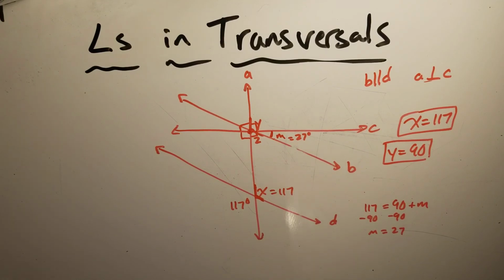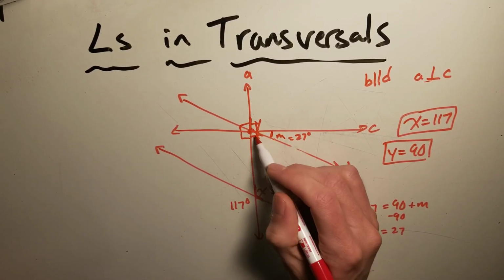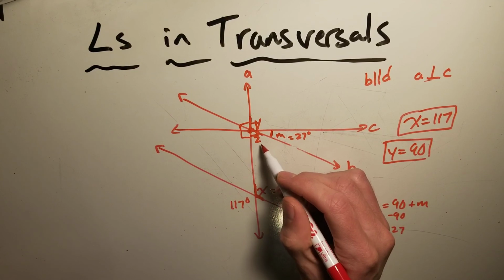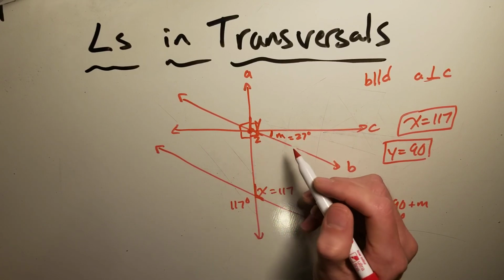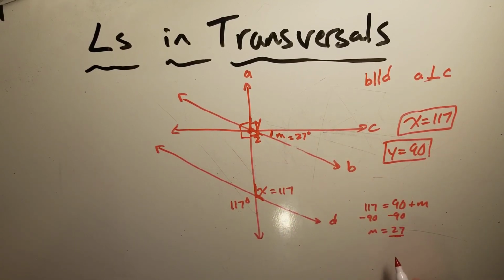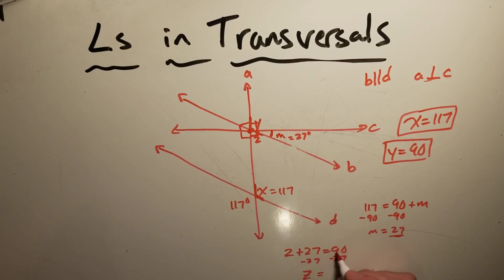And now we can use what we know about complementary angles, because A and C form that 90-degree angle, and this 90-degree angle is made up of Z plus the angle M that we called here. So Z plus M should equal 90. Well, M is 27. So Z plus 27 should equal 90. Subtract your 27. And then Z is going to be 63. And that's your value of Z.